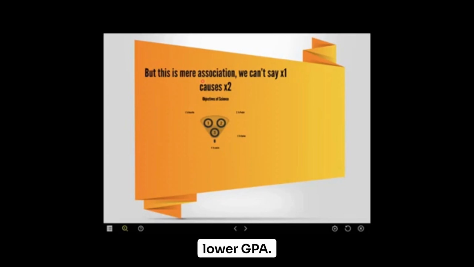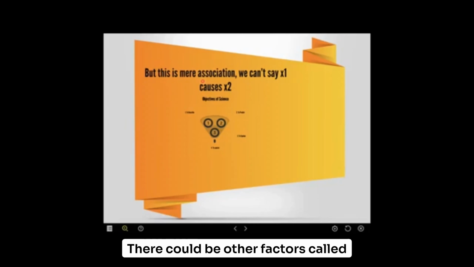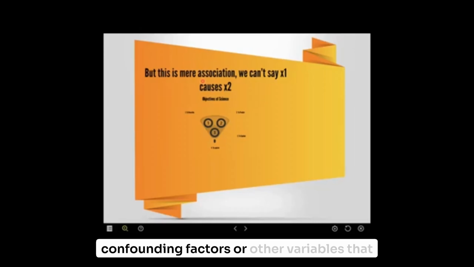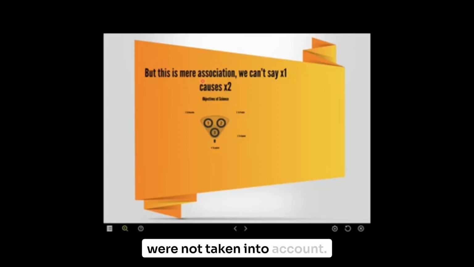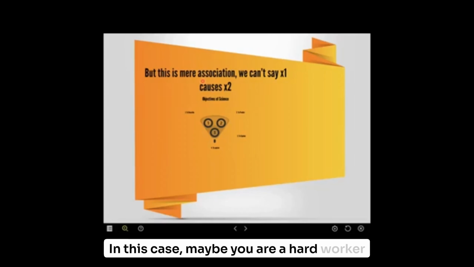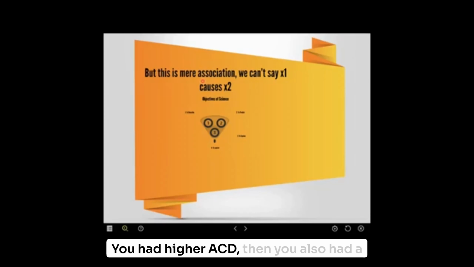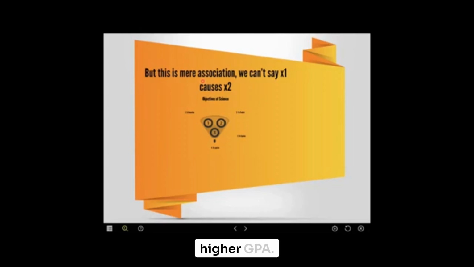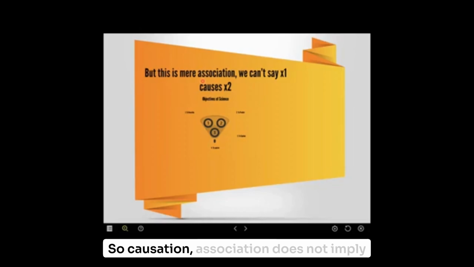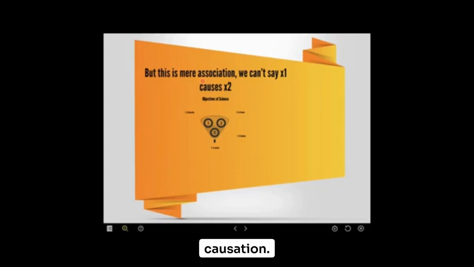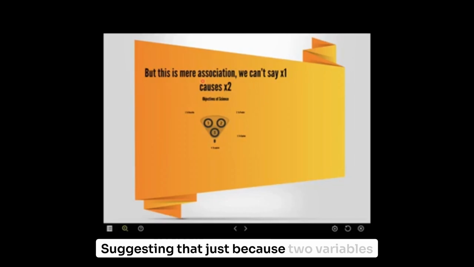But keep in mind, it's not your ACT score that is the reason why you have a higher or a lower GPA. There could be other factors, called confounding factors or other variables, that were not taken into account. In this case, maybe it's your hard work. Because you're a hard worker, you had a higher ACT, and you also had a higher GPA. Association does not imply causation: just because two variables are related does not mean that one causes the other.